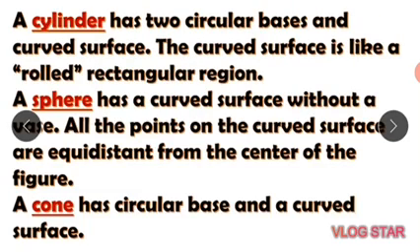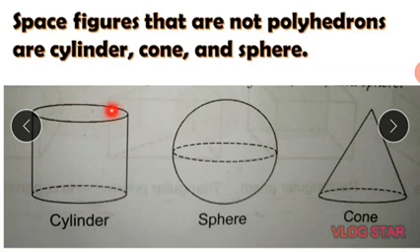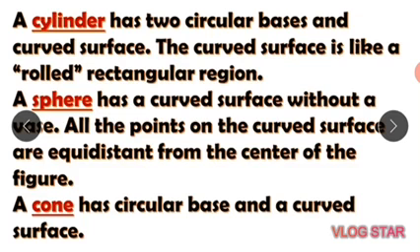So cylinder, it has two circular bases and a curved surface. The curved surface is like a rolled rectangular region. So two circles, and this one, okay, the body is a rectangle. If you curve a rectangle, then you can achieve this circular body.